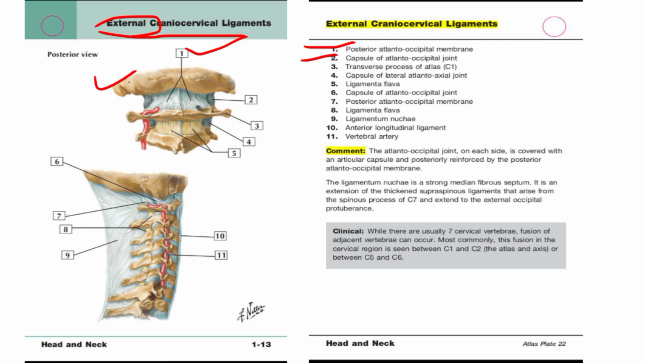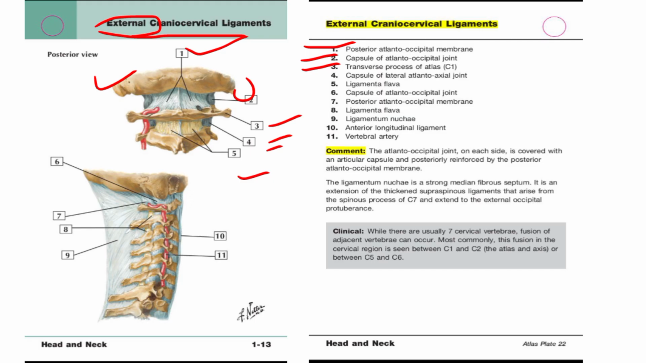Label 2 is the capsule of the atlanto-occipital joint. This is the capsule. Label 3 is the transverse process of atlas, that is C1. Label 4 is the capsule of the lateral atlanto-occipital joint. This is also a capsule.